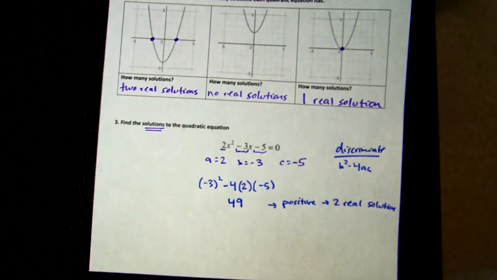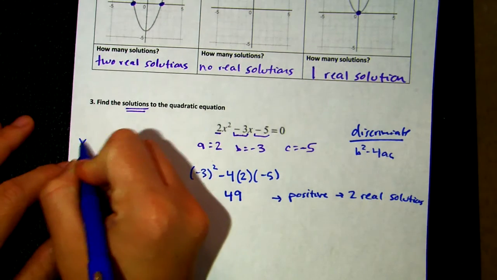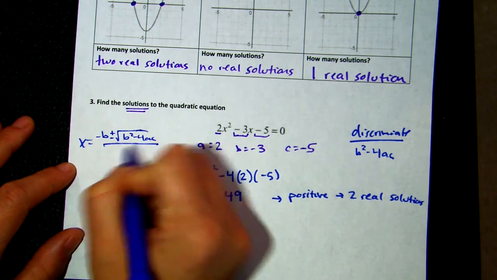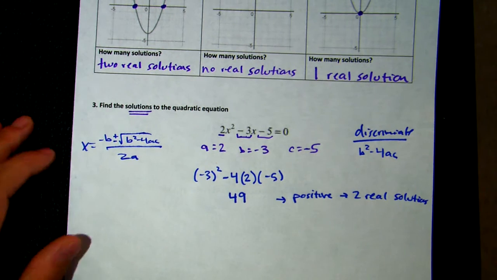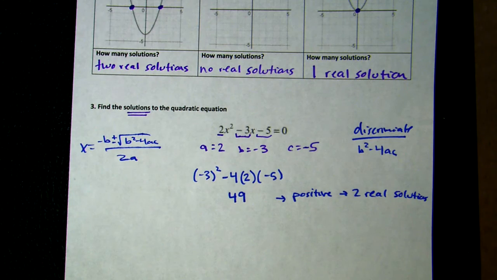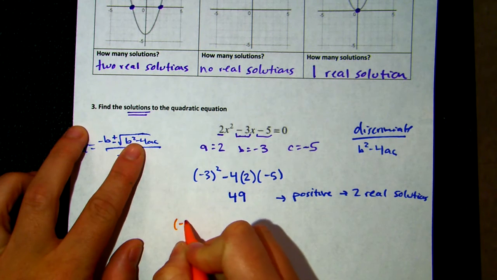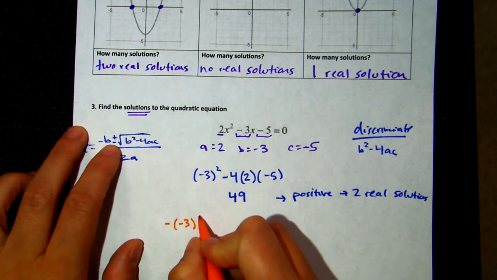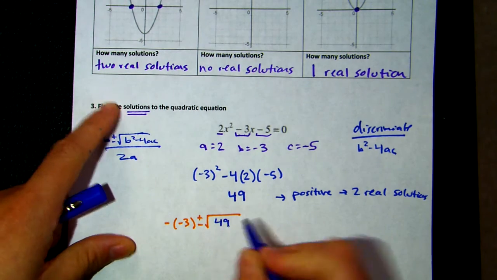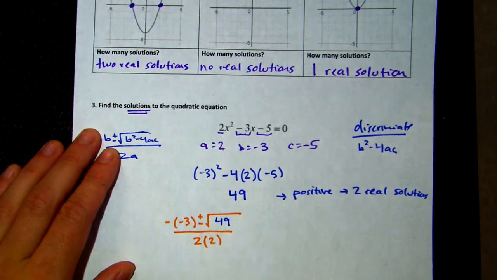Okay, so from here, I'm just going to plug this into the rest of my quadratic formula, and I'm going to zoom in a little here just so you can hopefully see this a little better. The rest of my quadratic formula looks like this: negative b plus or minus the square root of b squared minus 4ac, my discriminant, which I've already found, all over 2a. So now I'm just going to plug in the rest of my values. Here I have negative 3 that I'm plugging in for a negative b. So this becomes a negative 3 plus or minus the square root of the discriminant, which we found earlier is 49. All of that over 2 times a, which is 2.